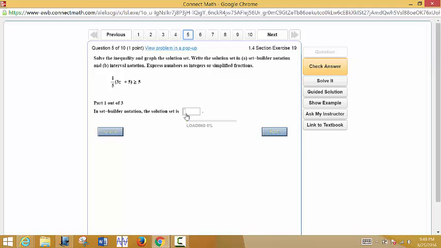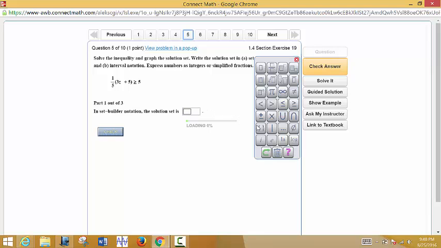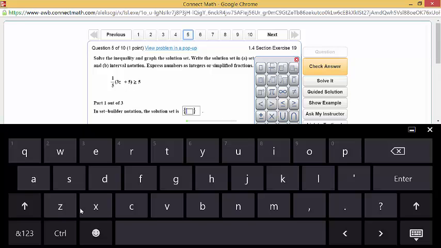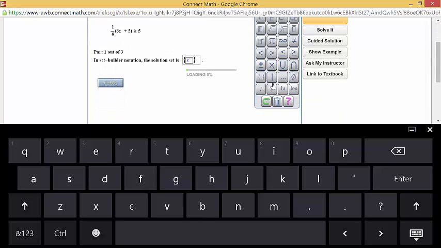Alright, so first of all, set builder notation. The first thing I need is my set brackets. Then I'm going to use the variable that's used in the problem. So I'm going to go to my keyboard and type in a z. And then I want to type in the straight line that means such that. Then I'm going to go back to my keyboard and enter in z.